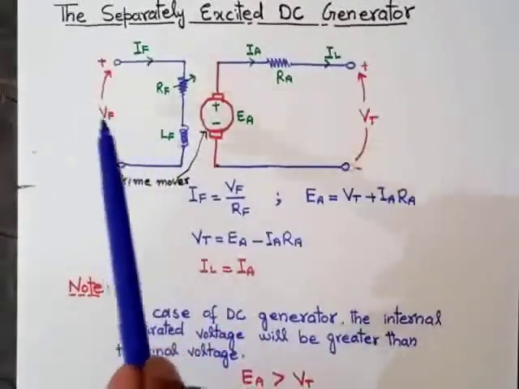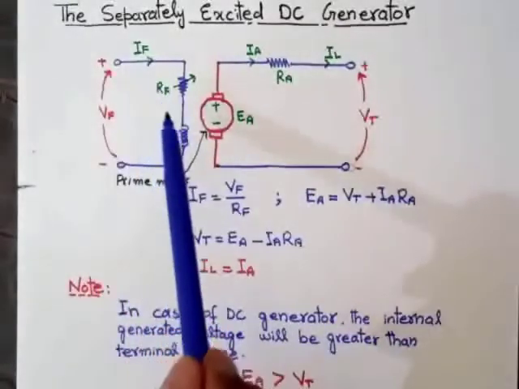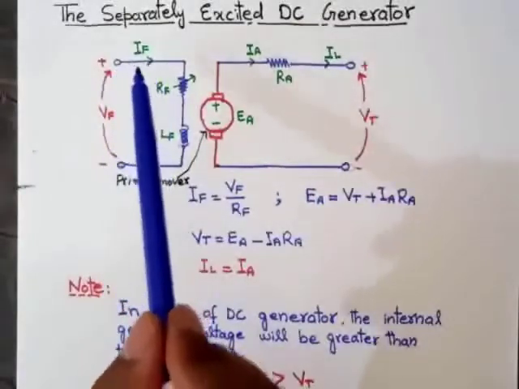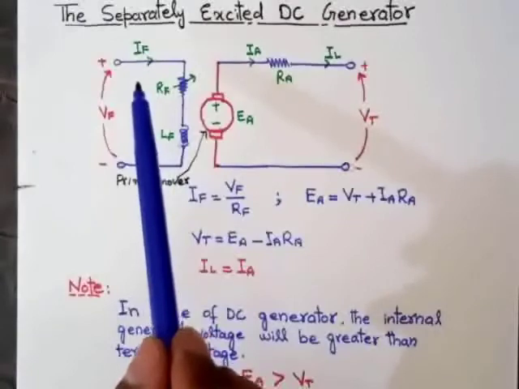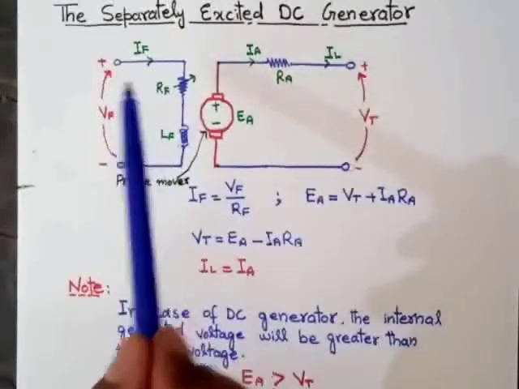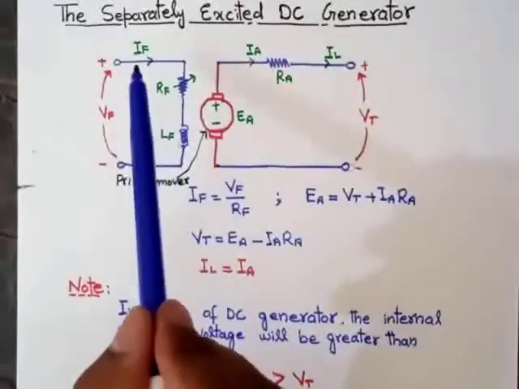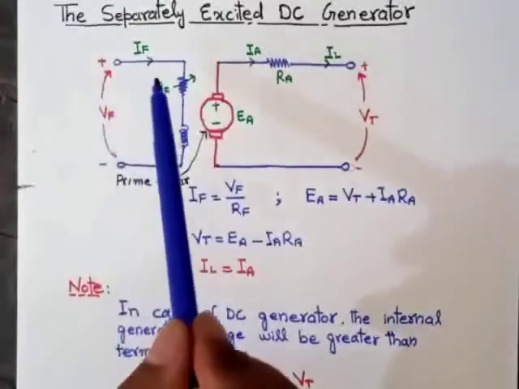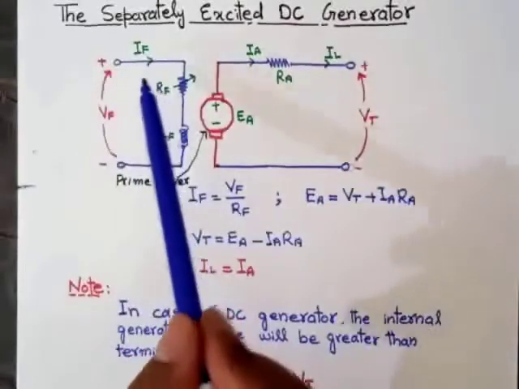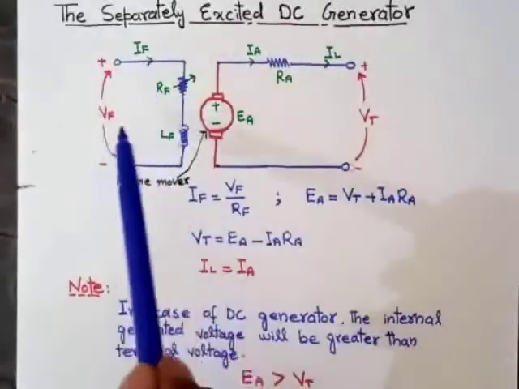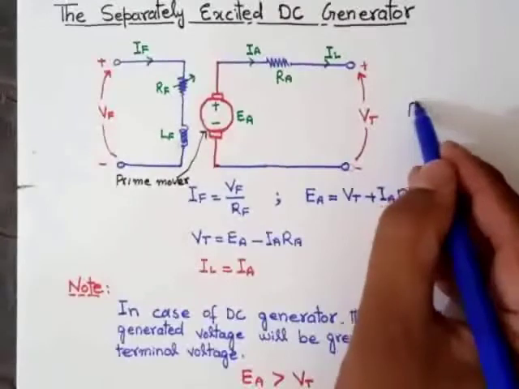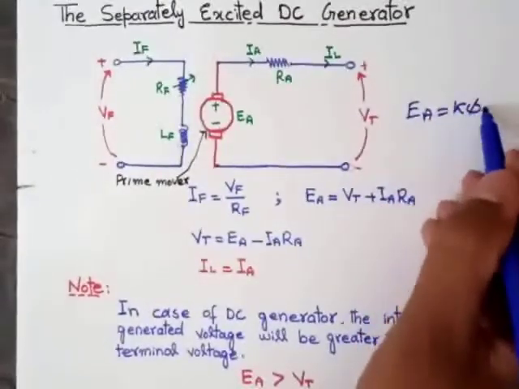That is, when we apply the voltage source across the field winding, the current will flow. When the current flows in any coil, according to Ampere's law, a magnetic field will be produced. It means the relationship between field current and flux is directly proportional. When the field current flows, the flux will be produced. It means the objective of the field winding is to produce the flux in the DC generator. As we know, EA is equal to K phi into omega.